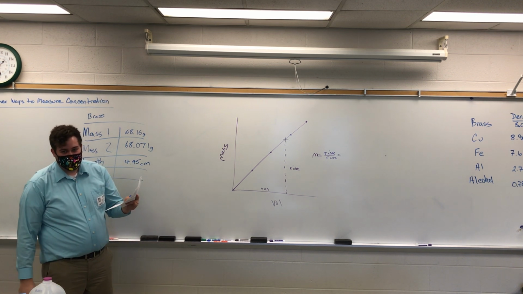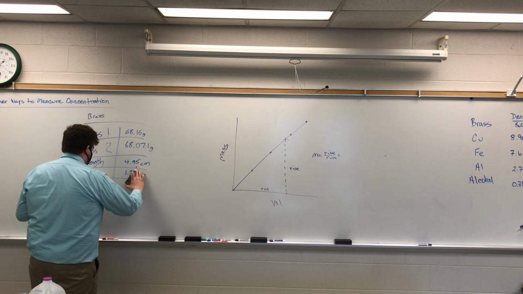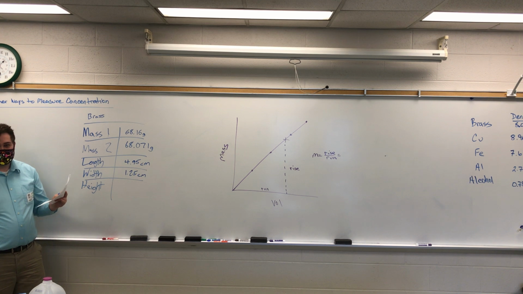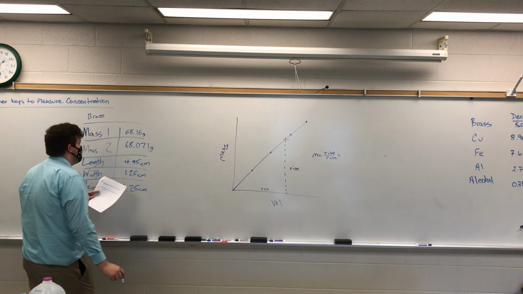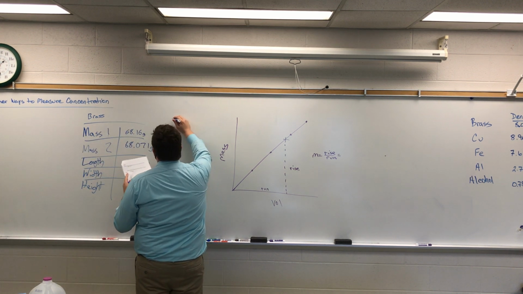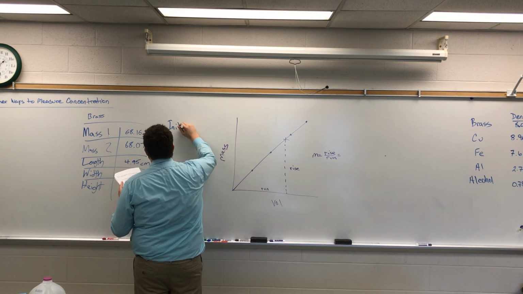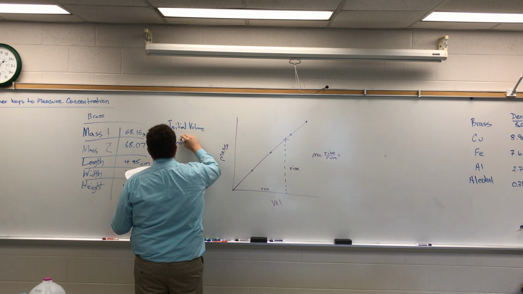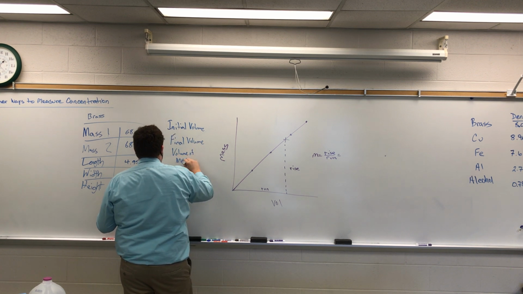All right, what was the width? 1.25 centimeters. All right, 1.25 centimeters. That looks like a 6. And last one, height. Yep. 1.25 centimeters. Okay. Perfect. And we'll go ahead and get the volume that you got for the metals through the water displacement.